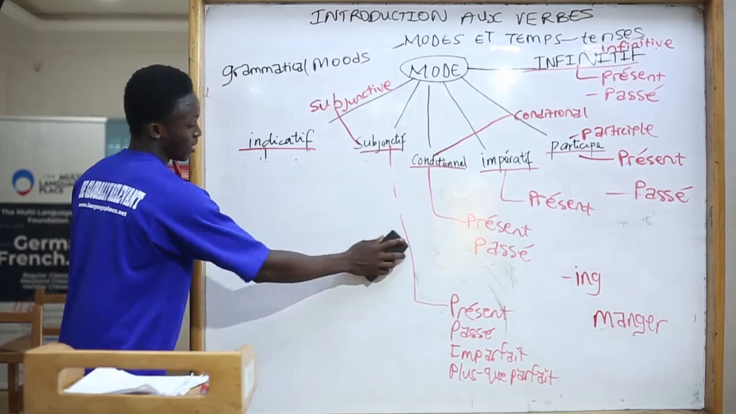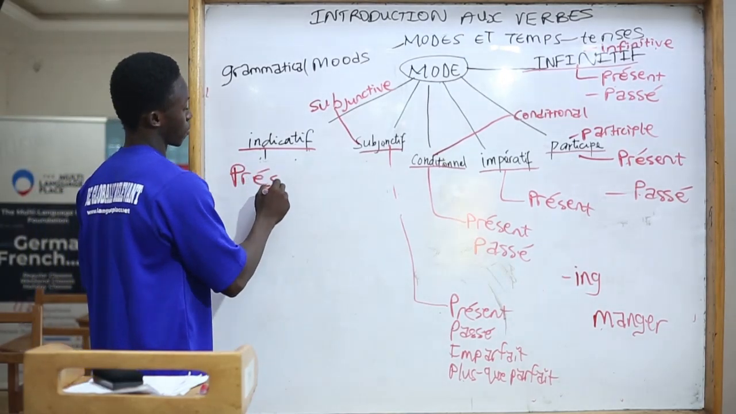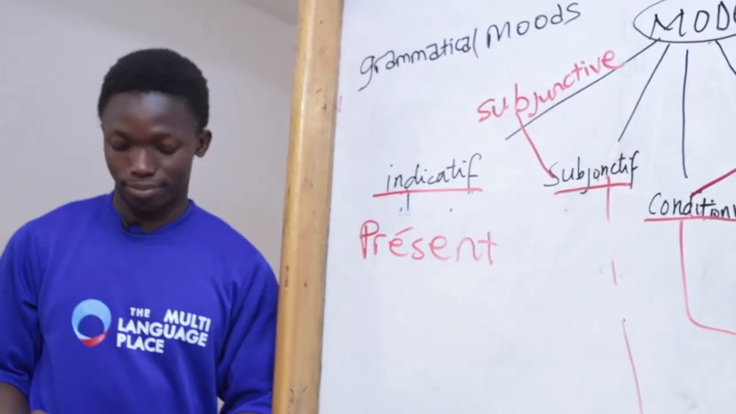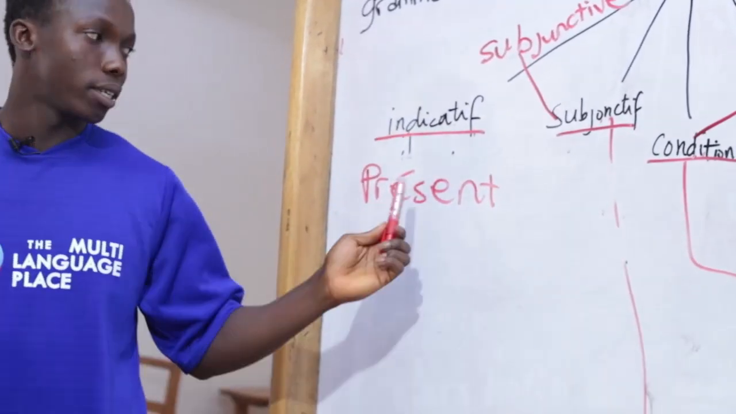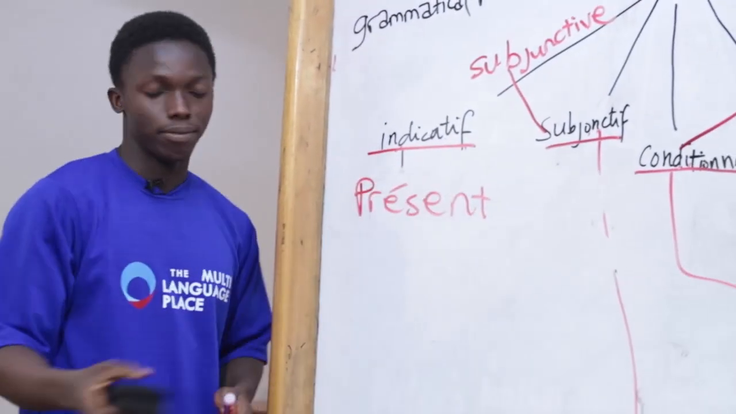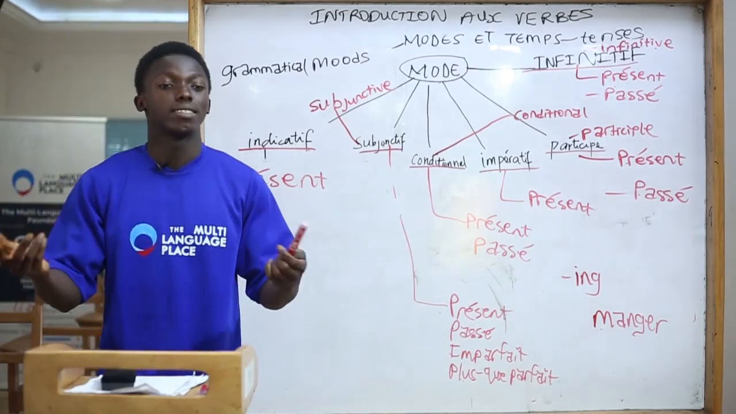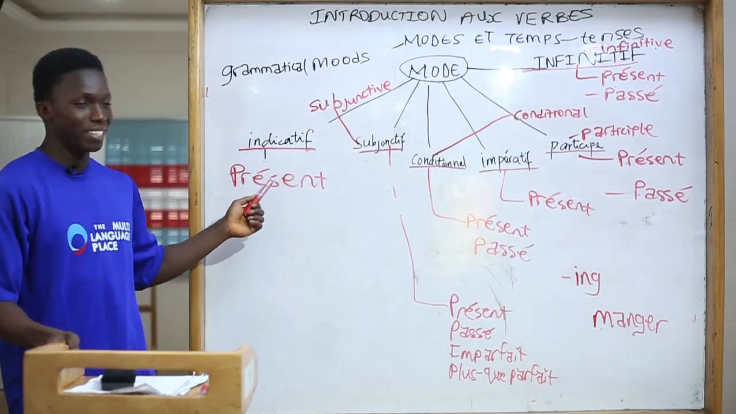Tenses under indicative. The first one we'll see is présent. Présent de l'indicatif, that is présent under indicatif. This is used to express present tense in English. Présent de l'indicatif.